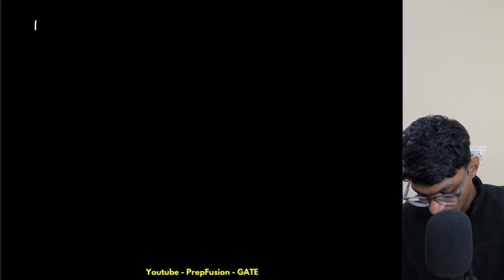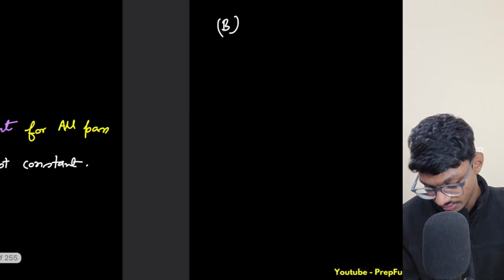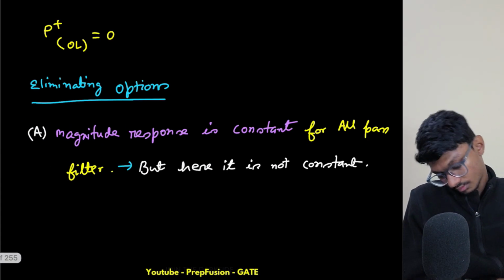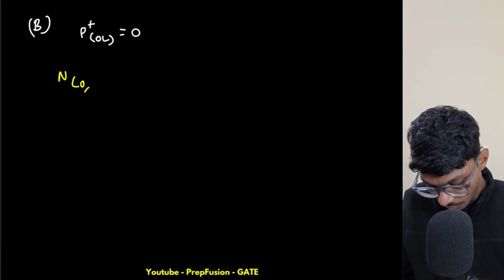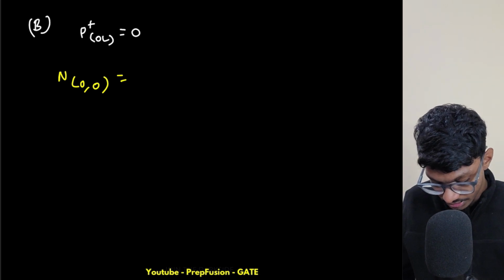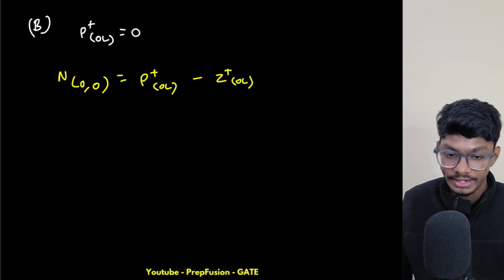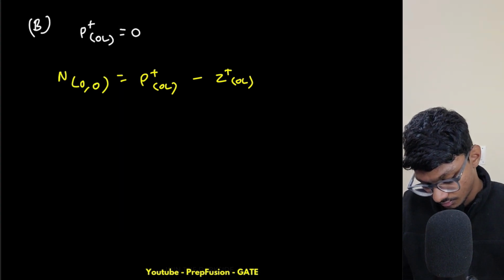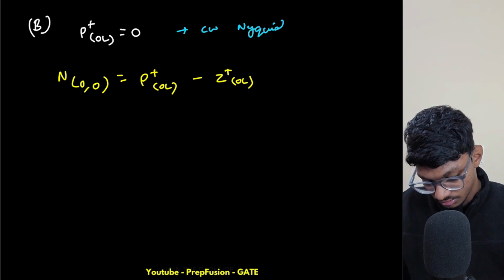So for B, we have to find the zeros. A stable open loop transfer function is given, so P plus OL is 0. Now if P plus OL is 0, we need to comment about the open loop zeros. So we'll comment about the encirclement on the origin, N equals P plus OL minus Z plus OL. Now we're assuming clockwise direction of Nyquist contour.